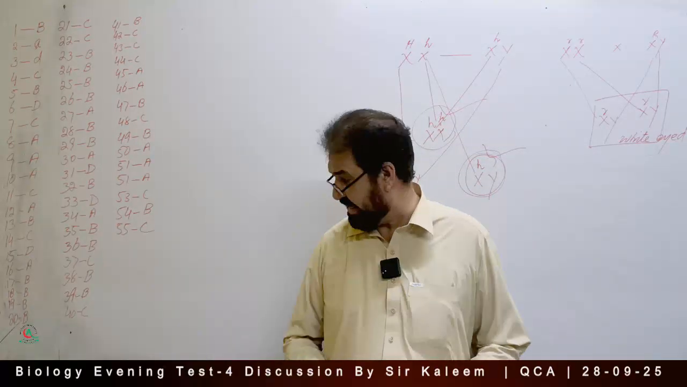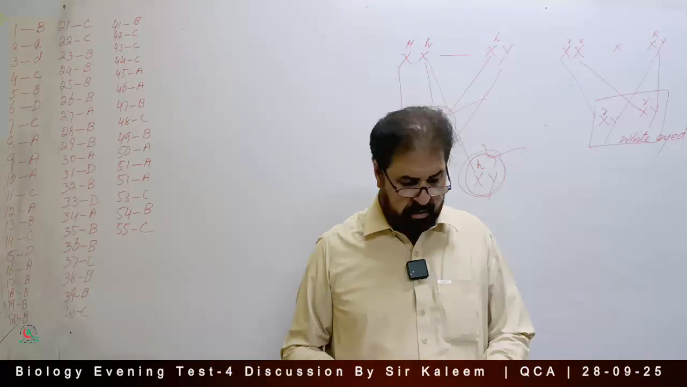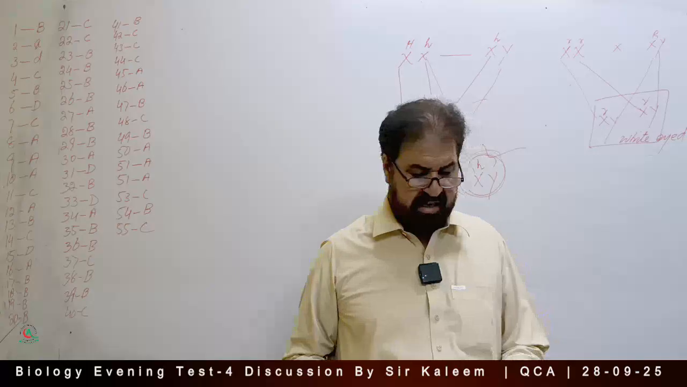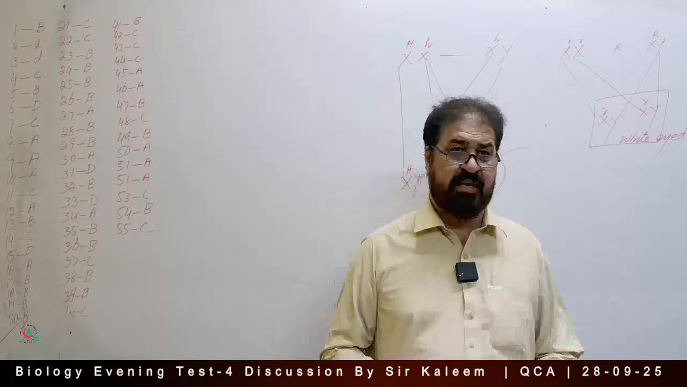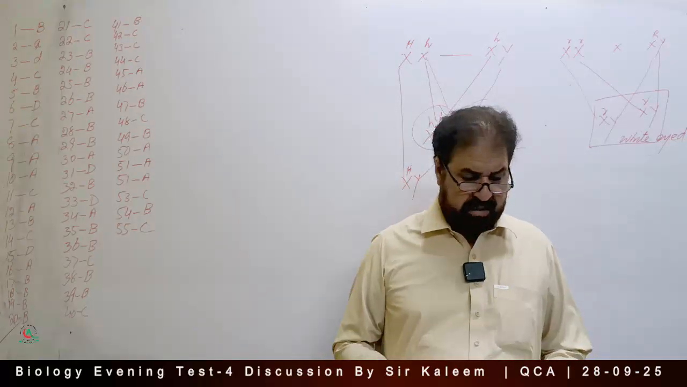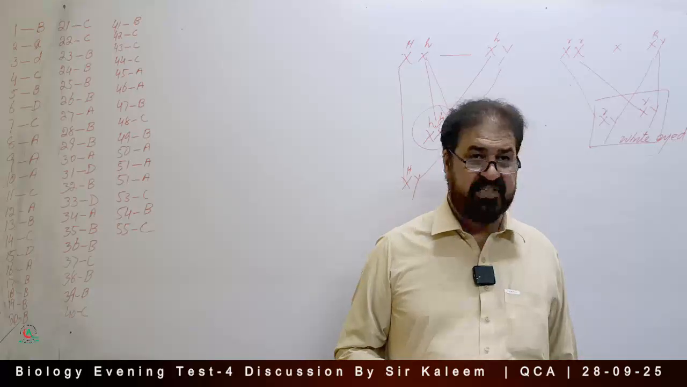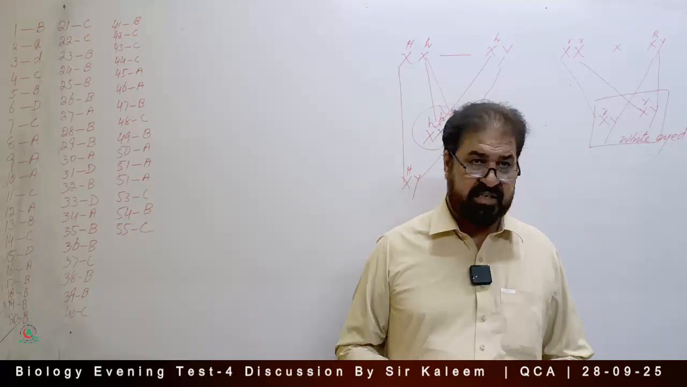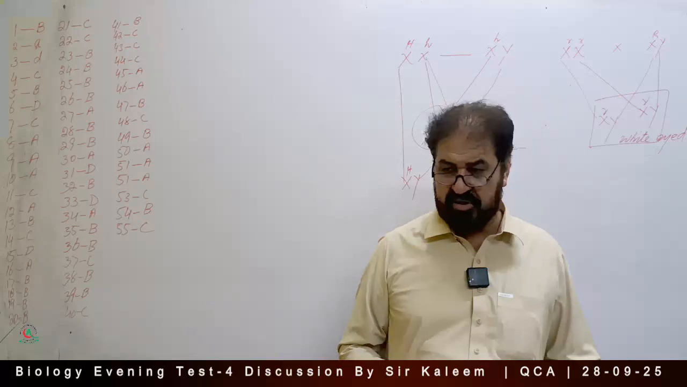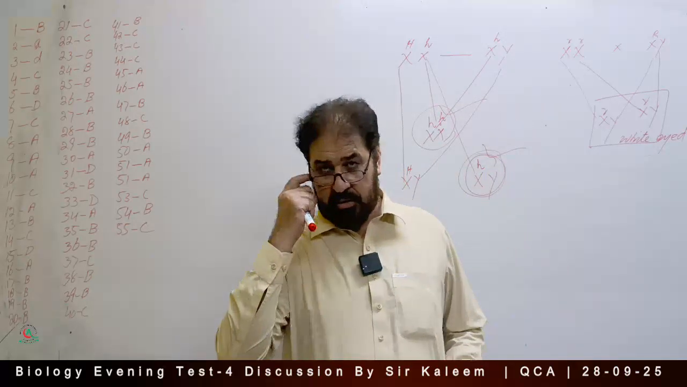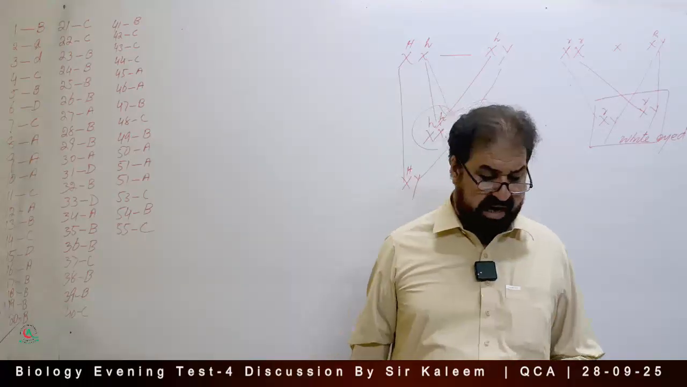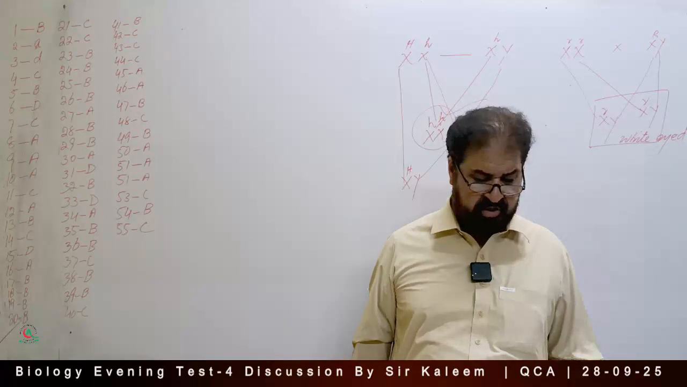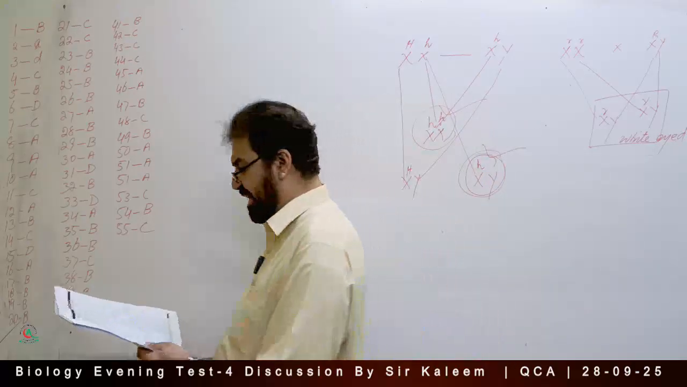Question number 56. Which compound is excreted in urine as an indicator of muscle metabolism? The correct option is creatinine. During muscle contraction, creatine provides inorganic phosphate to ADP to form ATP, and creatinine is excreted as a nitrogenous waste in urine. Option B is correct.